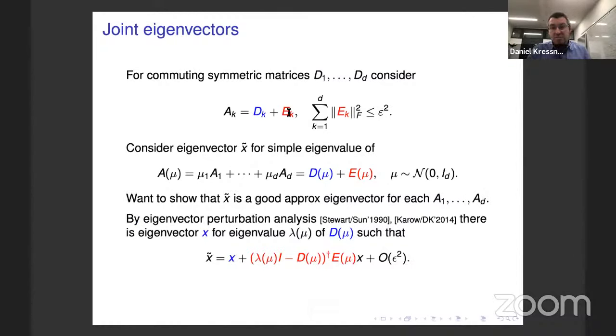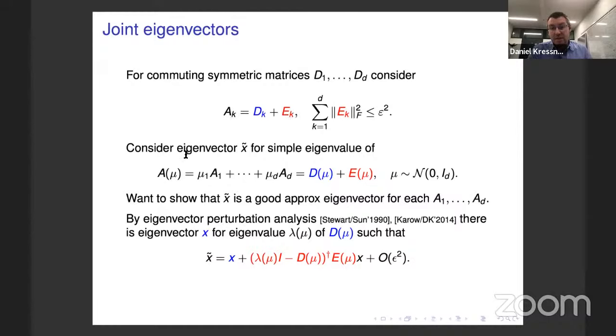I would like to give you some idea why in the nearly commuting case, these gaps do not play such an important role, even though we are going to use them in the analysis in the beginning, but then they cancel out. So let me set up the mathematical setting. We have matrices A_k that are nearly commuting, which means there are commuting matrices D_k plus some small perturbation. We measure the perturbation by taking the squared L2 norm of the Frobenius norms of the perturbing matrices.